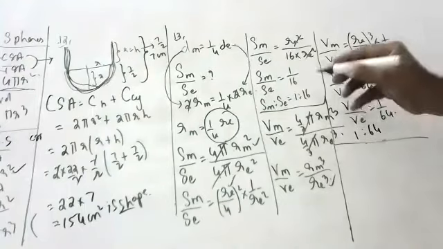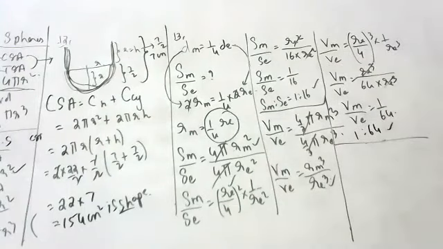Surface areas are in the ratio of 1:16. Volumes are in the ratio of 1:64. Like that you have to do.